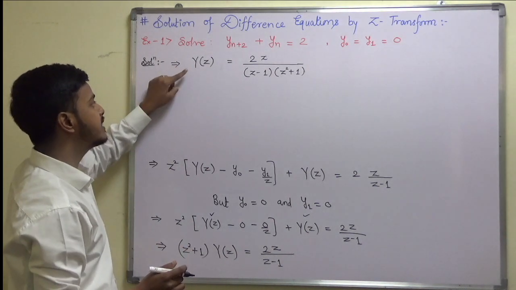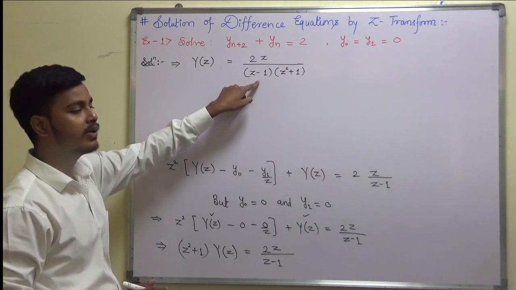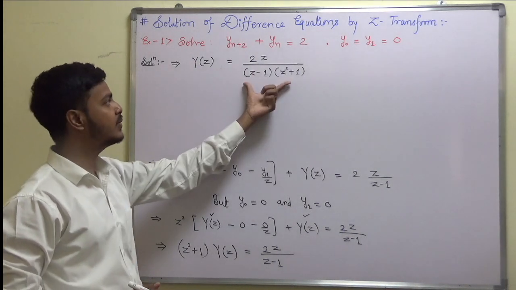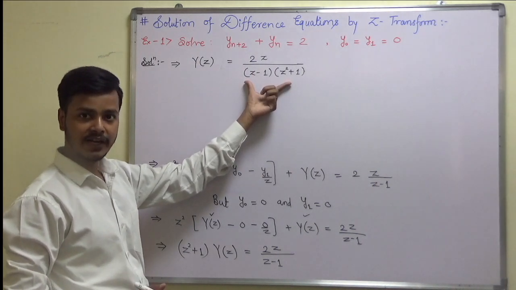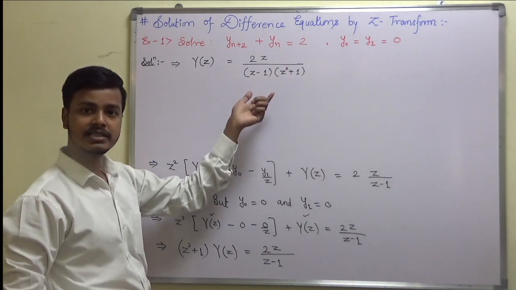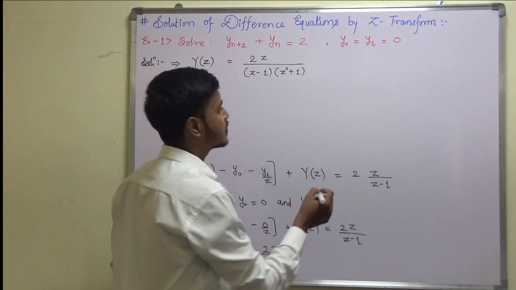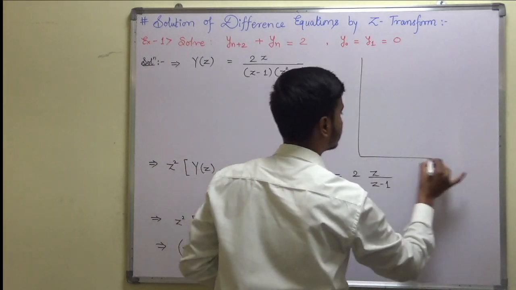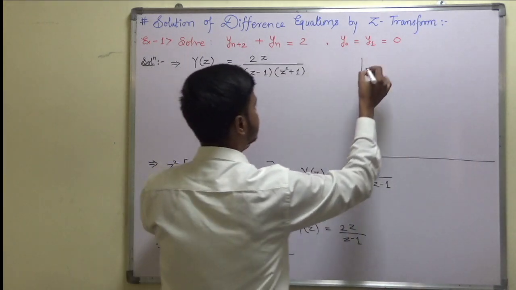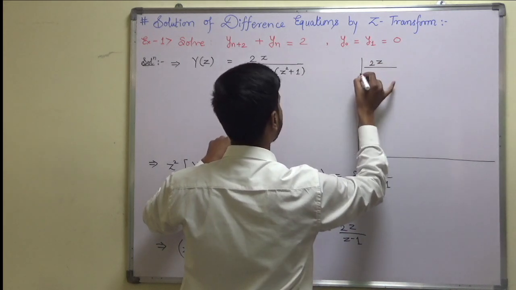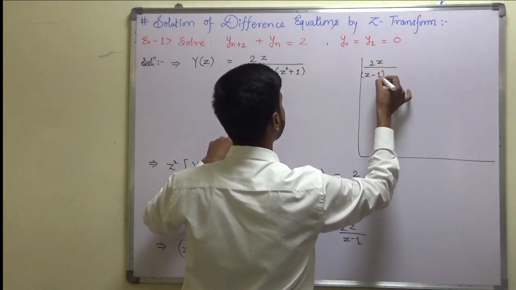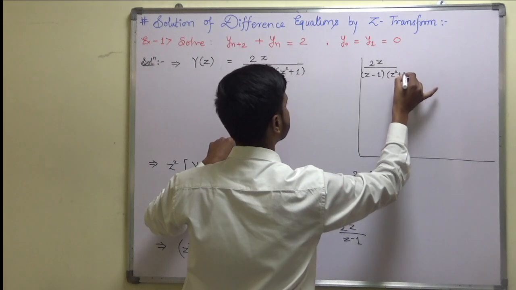So as you can see, we have y of z is equal to this, and here you can apply the partial fraction method and separate this. So let us try to write it. You can write it directly. This can be written as 2z upon z minus 1 into z square plus 1.